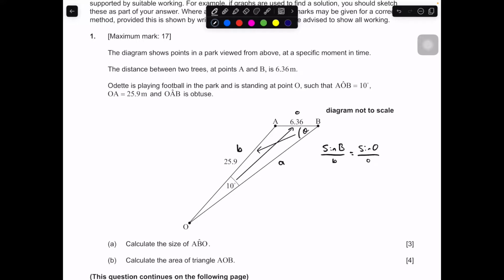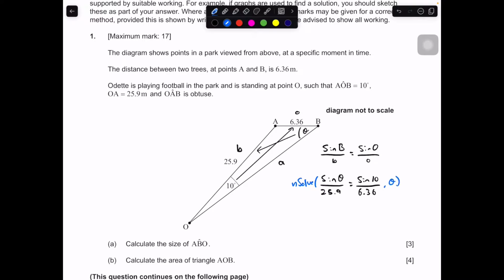So we don't know sine B. In this case, we called it theta, so let's write sine theta, and it's across from this side length of 25.9. And we do know sine O, in this case it's 10 degrees, and we do know its opposite side length, and that's 6.36. You can manipulate this with a little algebra, but if you're not exactly comfortable with that, we can also just solve for theta.